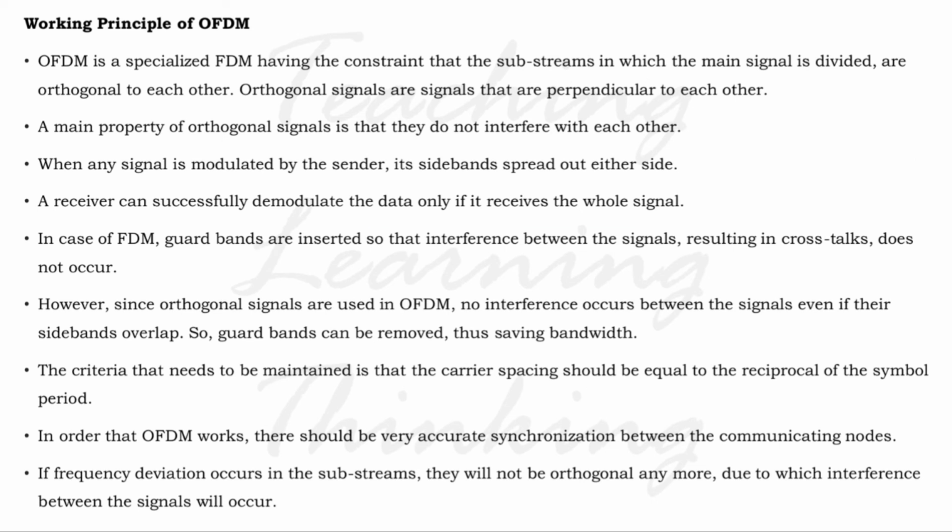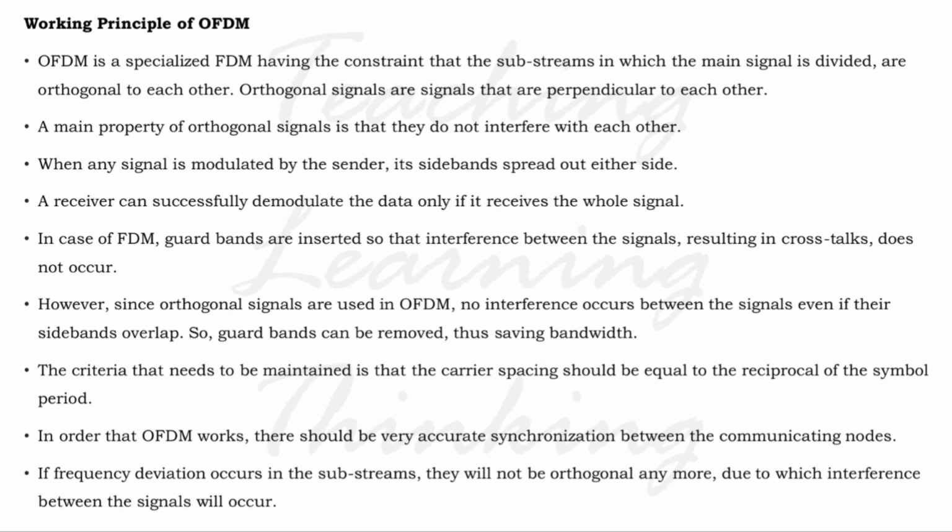OFDM, as I said, is a specialized FDM, having the constraint that the substreams into which the main signal is divided are orthogonal. So the divided signals are orthogonal in nature, and orthogonal signals are signals that are perpendicular to each other. A main property of orthogonal signals is that they do not interfere with each other. When any signal is modulated by the sender, its sidebands spread out on either side. A receiver can successfully demodulate the data if it receives the whole signal.